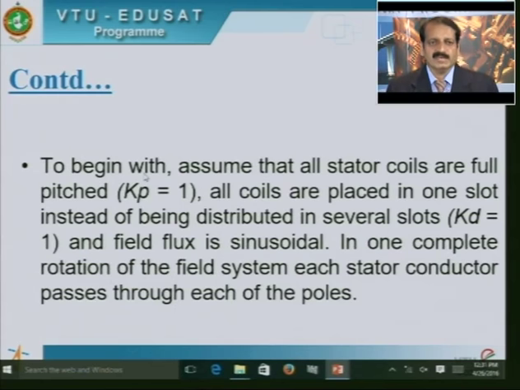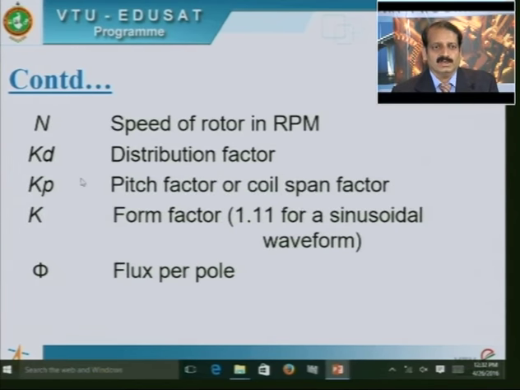To begin with, let us assume all the stator coils are full pitched, for which Kp is equal to 1, and all coils are placed in one slot. So, that means coils are concentrated. Instead of being distributed, we consider now concentrated coils and full pitched coils to begin with. And in one complete rotation of the field system, each stator conductor passes through each of the poles.